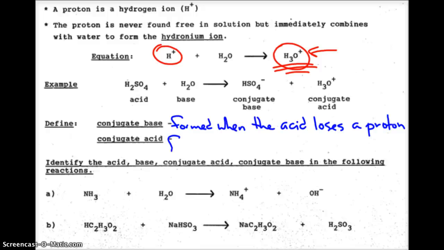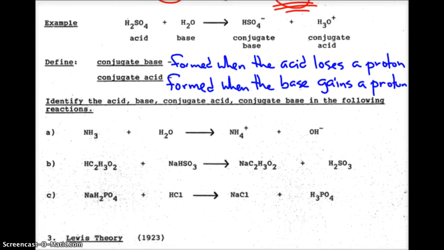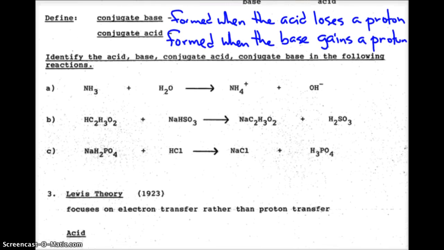So the conjugate acid is formed when the base gains a proton. So if we look into our examples here, what we want to be able to do, looking at any equation, is identify what is the acid and what's the base, and then on the right side of that equation, on the product side, what are the conjugates.